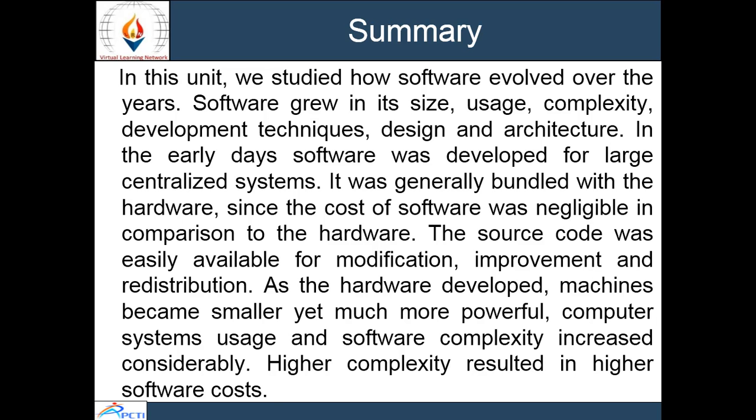Summary time. In this unit, we studied how software evolved over the years. Software grew in its size, usage, complexity, development techniques, design, and architecture. In the early days, software was developed for large centralized systems. It was generally bundled with the hardware since the cost of software was negligible in comparison to the hardware. The source code was easily available for modification, improvement, and redistribution.